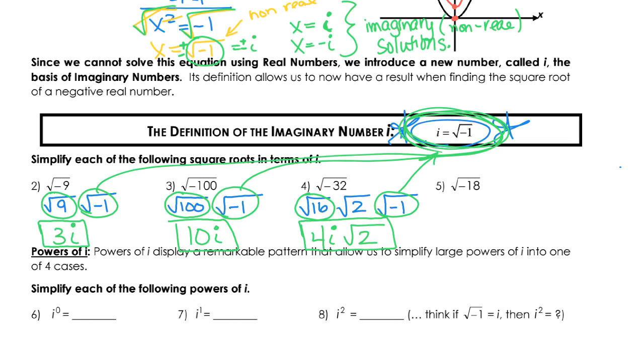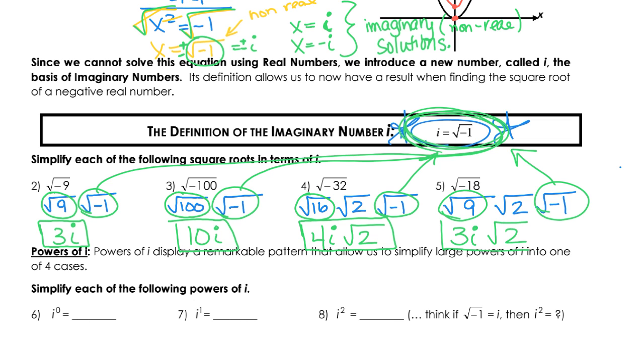Okay, let's try one more. 18 is not perfect, so we're going to break it up into 9 and 2 for the 18, and then the square root of negative 1. If I do 9 times 2 times negative 1, I get negative 18. So I didn't really change anything, just changed what it looked like. Now we'll go back and circle our perfects. The square root of 9 is 3. The square root of negative 1, according to our rule up here, is i. And the square root of 2 is not perfect and stays. There we end up with 3i square root of 2.